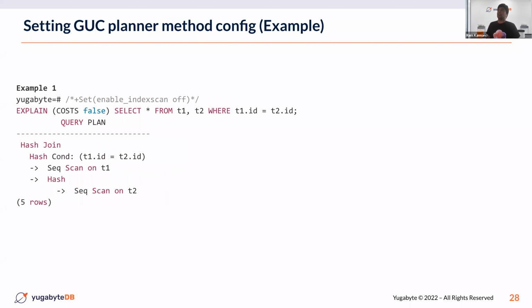Similar to setting work_mem, you have a bunch of GUC planner method configurations that can be set using session variables. pg_hint_plan lets users set these configuration parameters at a query level granularity. For instance, if we want to disable index scan, we use this hint phrase, enable_indexscan to be off. So this join query that we are executing is forced to use sequential scan on all its tables.